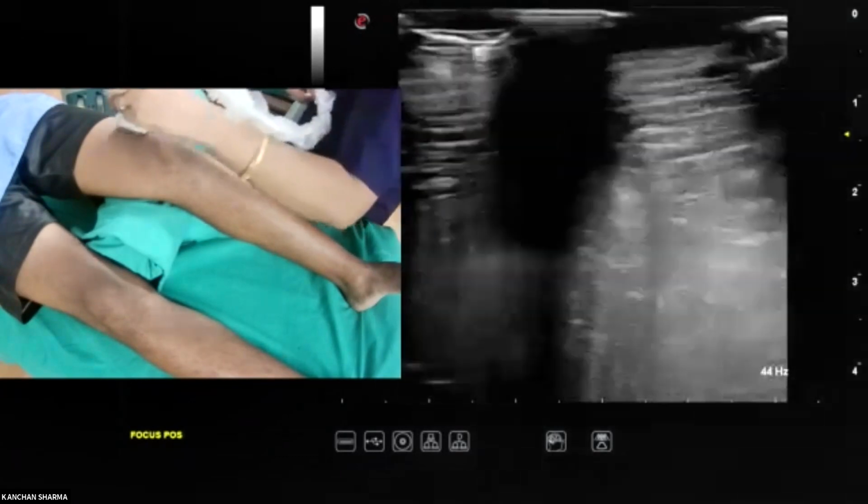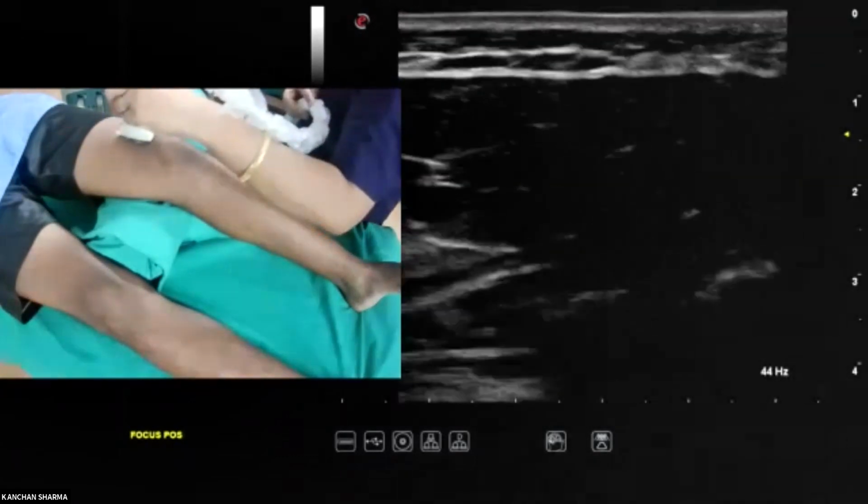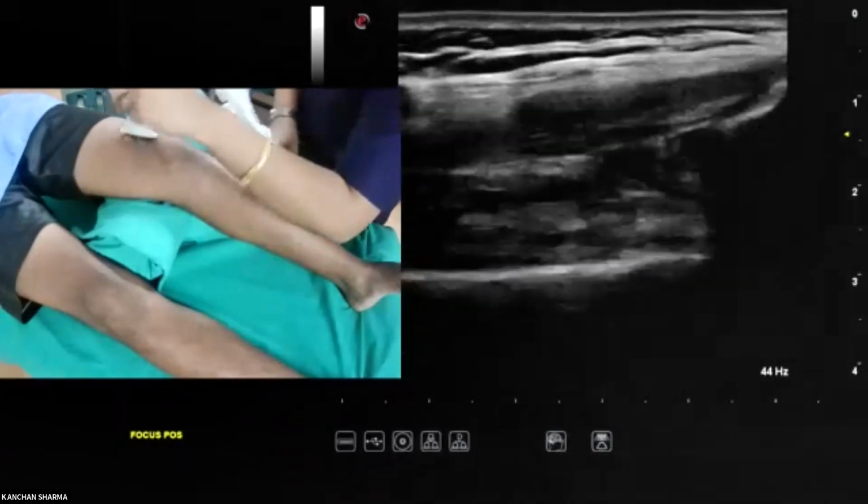So this is a tendon which will be coming, and this is the patella. This is the base of the patella, and this tendon will come and attach itself on the superior pole of your patella. Now, this is my probe. I'm putting this probe in the long axis. Are you able to see the position of the probe?